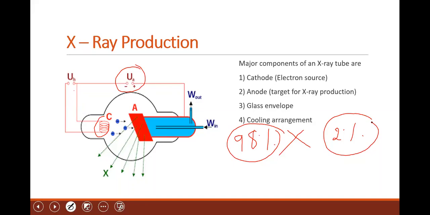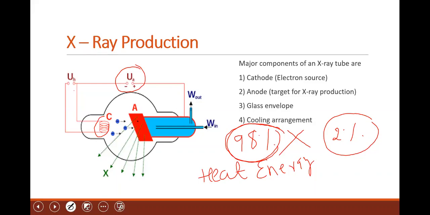Whatever the energy of the electrons is there, the kinetic energy will be completely converted into what? Heat energy. A lot of heat is generated here, because this is a target. When an electron hits the target, the kinetic energy is converted into thermal energy.